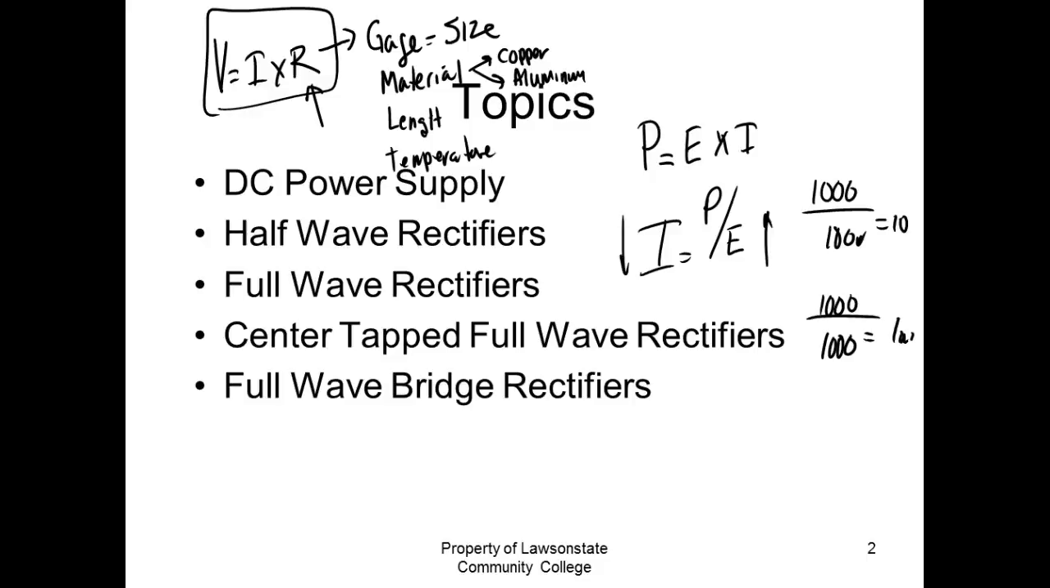So this is the guy right here. So the higher I can make the voltage to send that power, the less current it requires. So now instead of using copper, I can use aluminum.